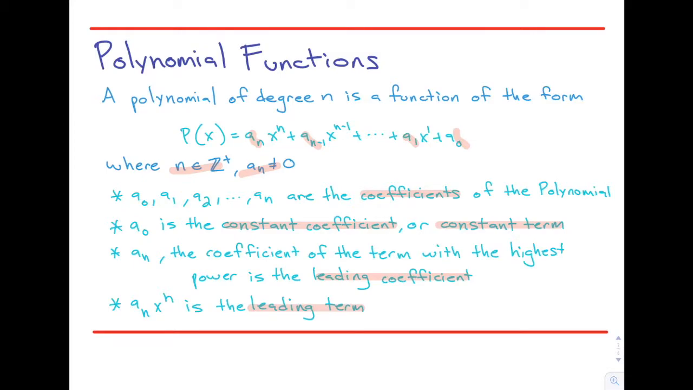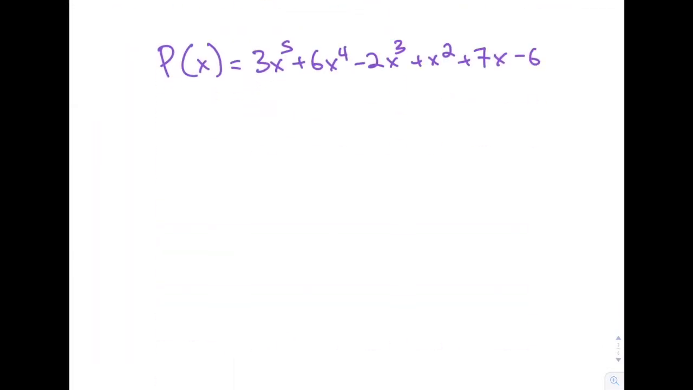So let's just look at a quick example to make sure that we understand. So we have p of x equals 3x to the fifth plus 6x to the fourth minus 2x cubed plus x squared plus 7x minus 6. So let's identify the different kinds of things in this polynomial so we can have a common language to discuss polynomials. So the coefficients, and I'm just going to write coef, period. Those are 3, 6, negative 2, 1, 7, and negative 6.